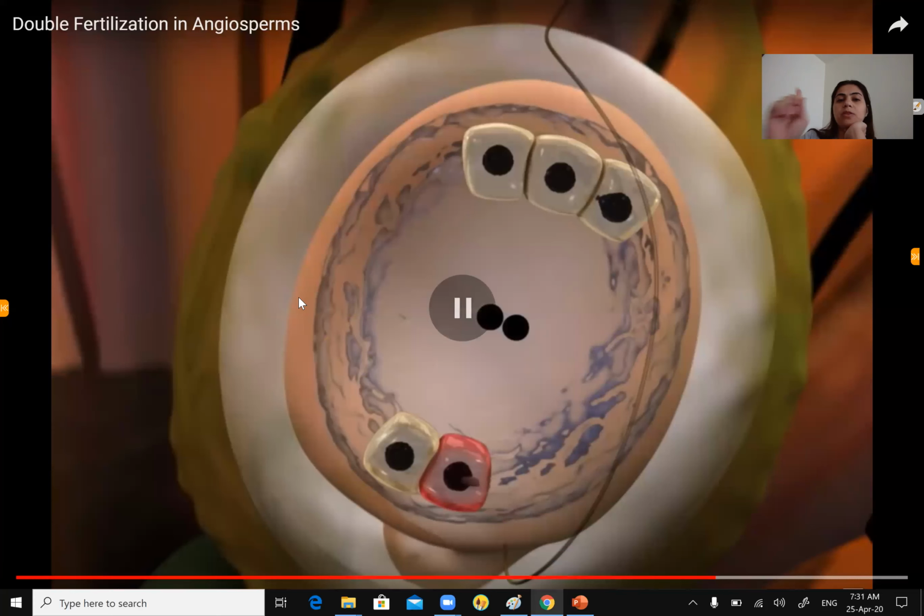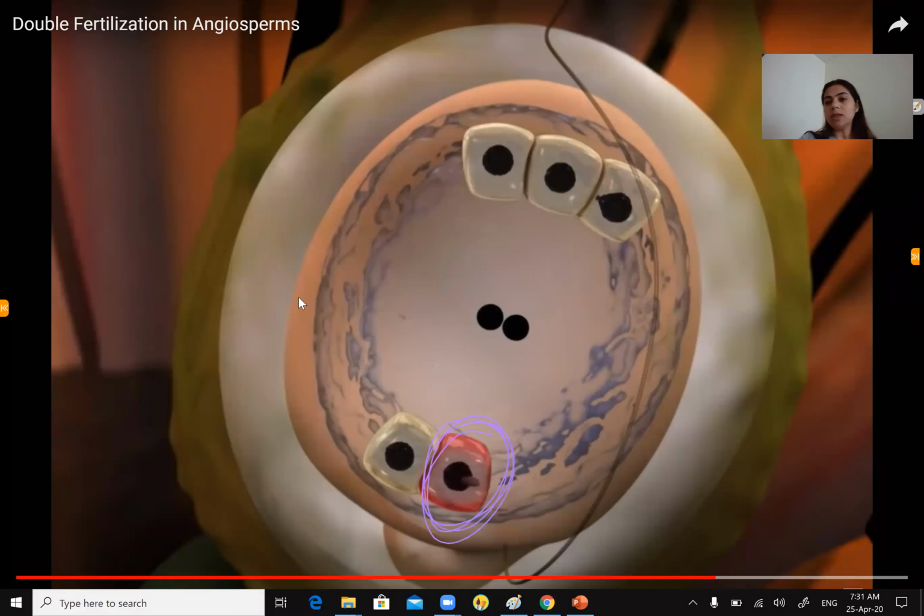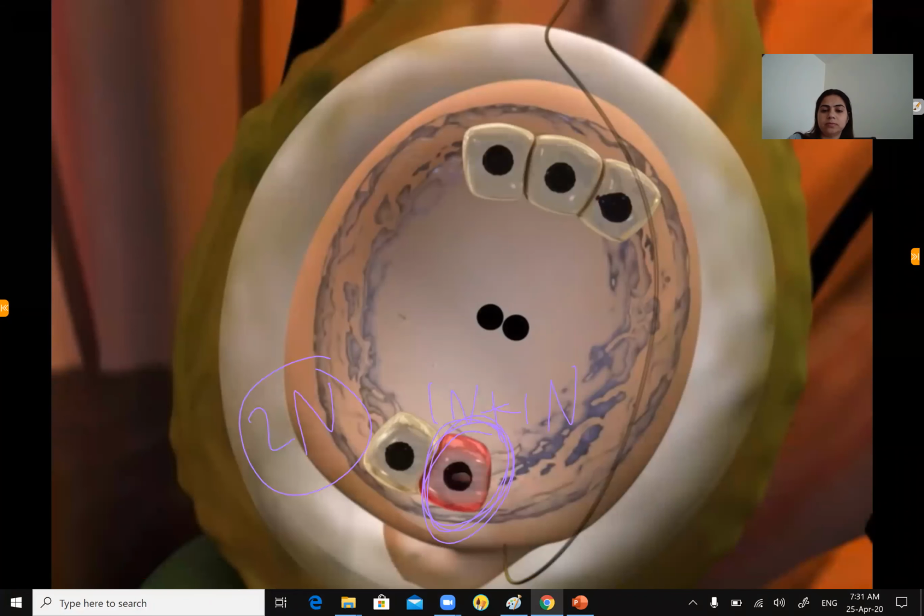One of the two sperm cells fertilizes the egg cell. This egg cell is already a 1N haploid cell, and the sperm is also a haploid cell, 1N plus 1N. So the result will be a diploid cell, 2N. This diploid cell is the zygote that will develop to form the embryo. This is one fertilization, the first one. What about the second one? This produces a diploid zygote, which will become the embryo.